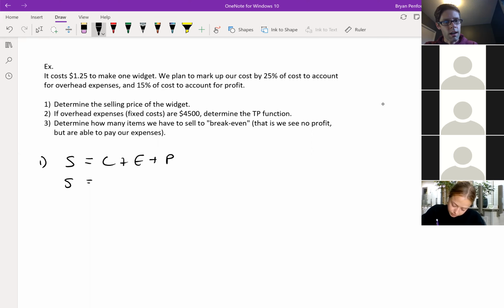Alrighty, so we know that the cost price is $1.25. We know that we're going to do a markup for overhead expenses, so I'll underline that in red. We're going to add 25% of the cost price to account for overhead expenses, or to account for our fixed costs.